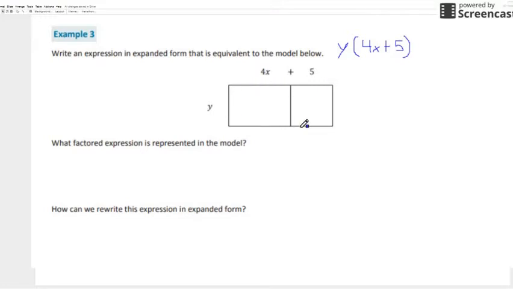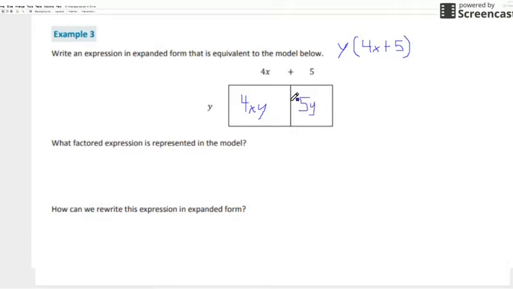Here's another way you can break it down. Whenever you see the addition sign, it's separating out the terms. This is one term, this is another term. The y must be multiplied by both of them. If we go through the process, it says y times 4x. Well, the 4 in the box here would be 4x, and then times y. Remember, we want to put them in alphabetical order. And then y times 5 would be 5y.